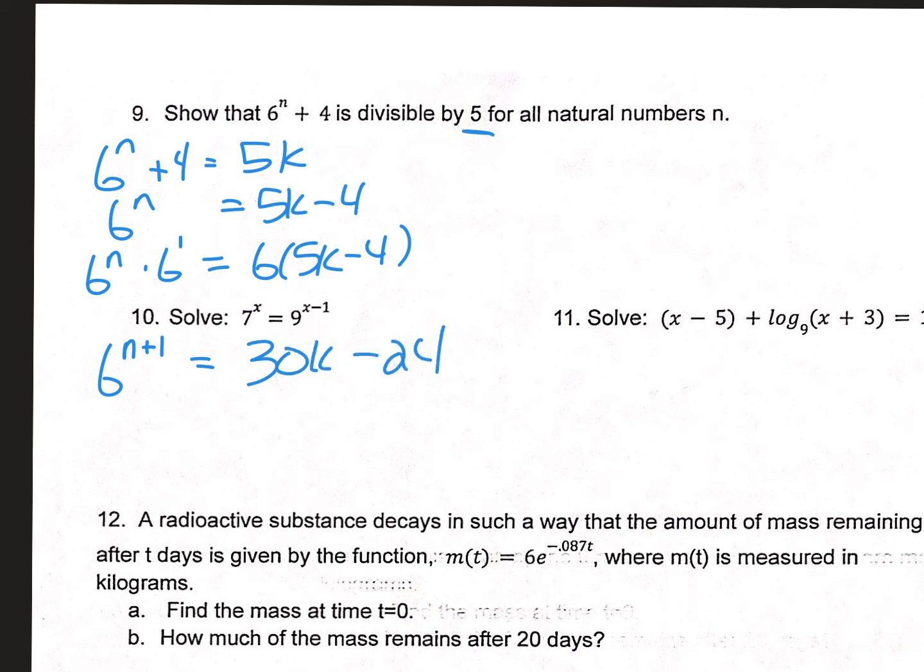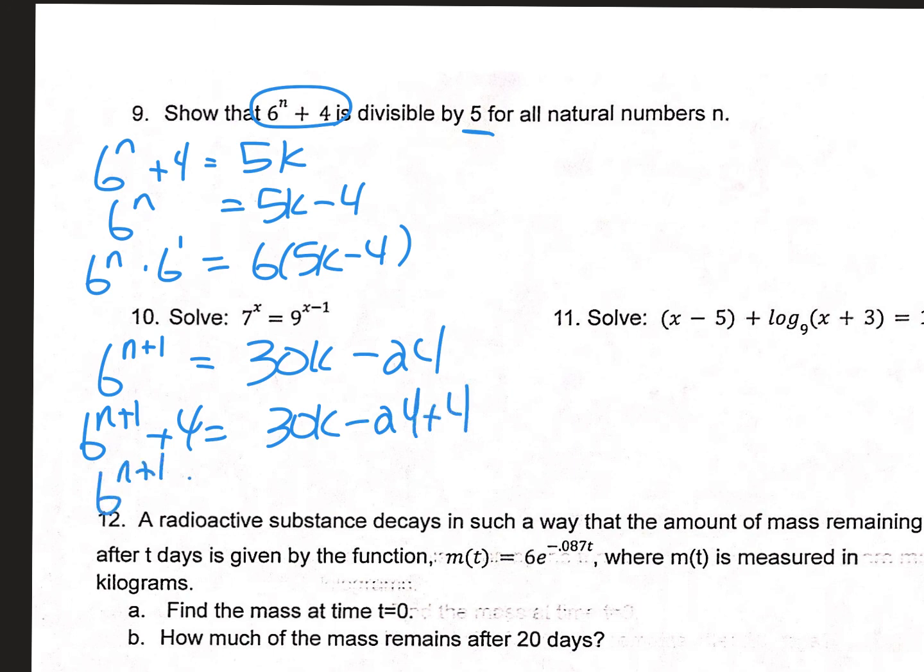And I'm getting close here, but I need the left-hand side to be 6 to the n plus 1 plus 4. So what I'm going to do is add 4. And if I add 4 to the left, you must also add 4 to the right, which gives me this. It gives me 6 to the n plus 1 plus 4 equals 30k minus 20. Now, I need to be divisible by 5. So I'm going to do one more step here. I'm going to do 6 to the n plus 1 plus 4.